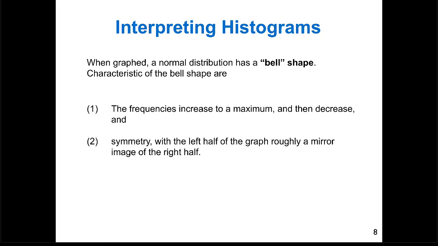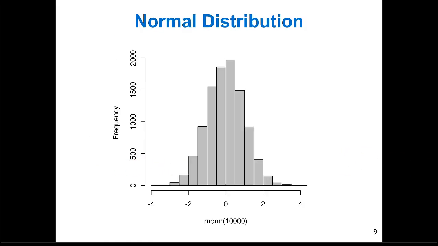So what's also important is that we know how to interpret histograms and look at the different shapes of a histogram, as I suggested earlier. One of the very important shapes of a histogram or a distribution is a normal distribution. When graphing, a normal distribution has a bell shape, and here are two very important characteristics of a normal distribution. The frequencies increase to a maximum and then decrease. And the other one is that it's symmetric, with the left half of the graph roughly a mirror image of the right half.